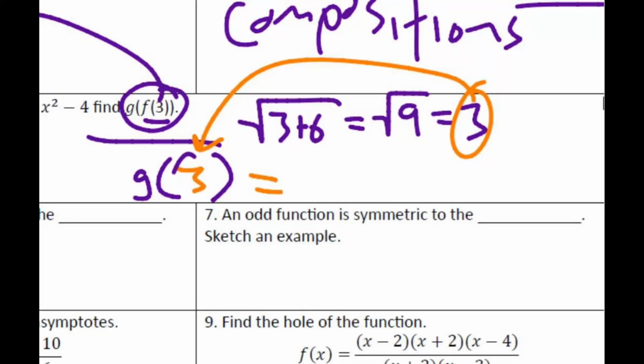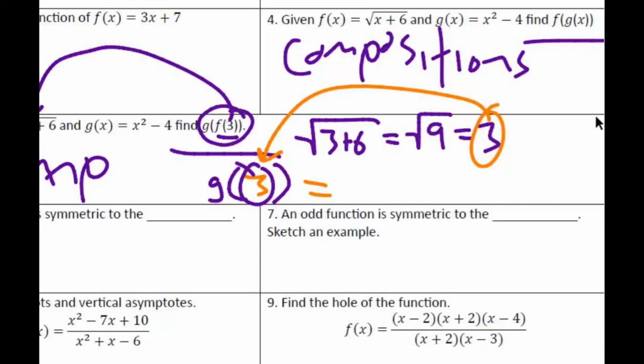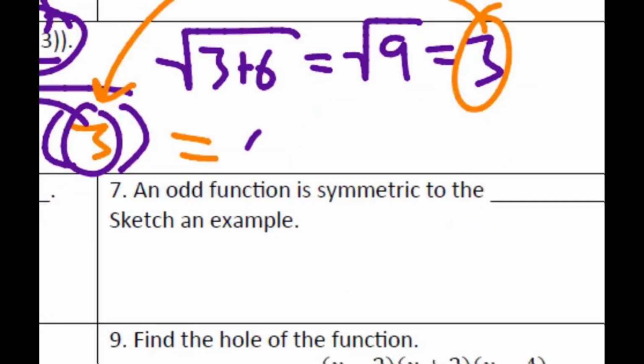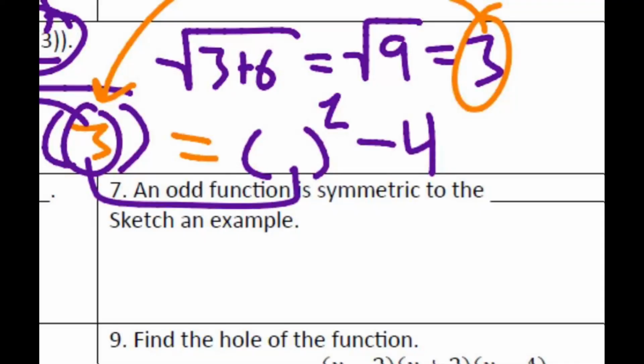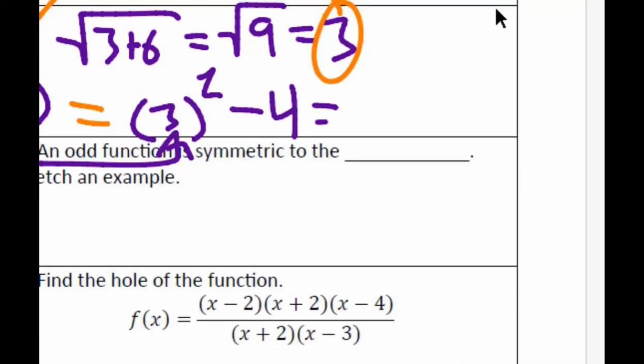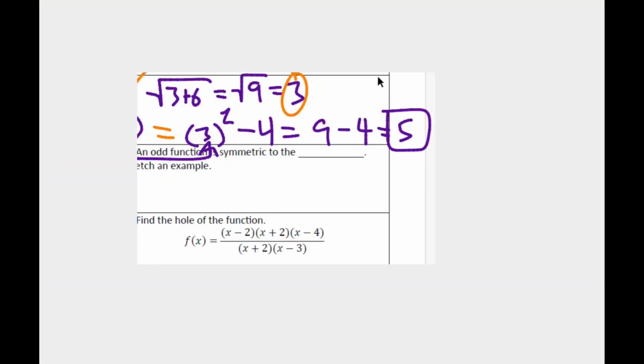So I'm going to plug in 3, this 3, for my x in function g. So that's x squared minus 4. This is going to plug in here. Order of operations says I square that first. 9 minus 4 equals 5.